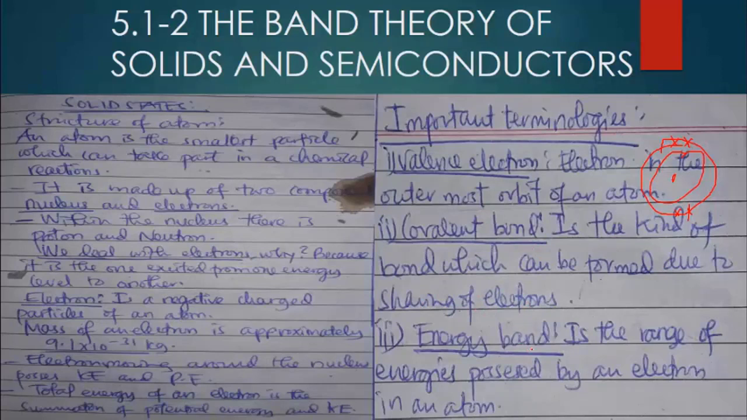These are basics. Energy bands, maybe this is important here, is the range of energies possessed by an electron in an atom. So an electron in an atom possesses different energies, so they can be classified into ranges from 1 to 2, maybe from 2 to 3, from 4 to 5. So those ranges are what we call energy bands. This term is important because it will be our next part that we're going to cover. We're actually going to cover about the energy bands.